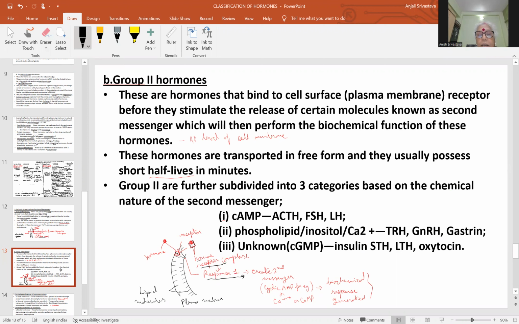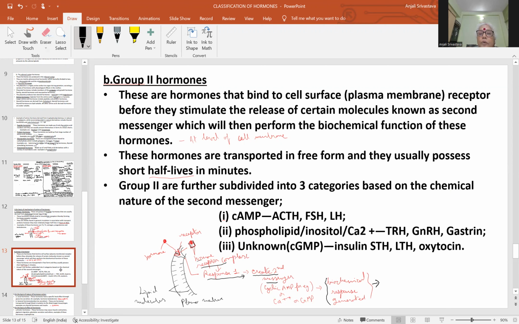These hormones stimulate or activate the second messenger. So here is the second messenger topic that you have to read. Second messengers are of different types, that may be cyclic AMP or calcium, or of unknown nature, most probably cyclic GMP types. They are then produced, the biochemical response is generated, and they reach the nucleus and then affect the genome and the further actions.